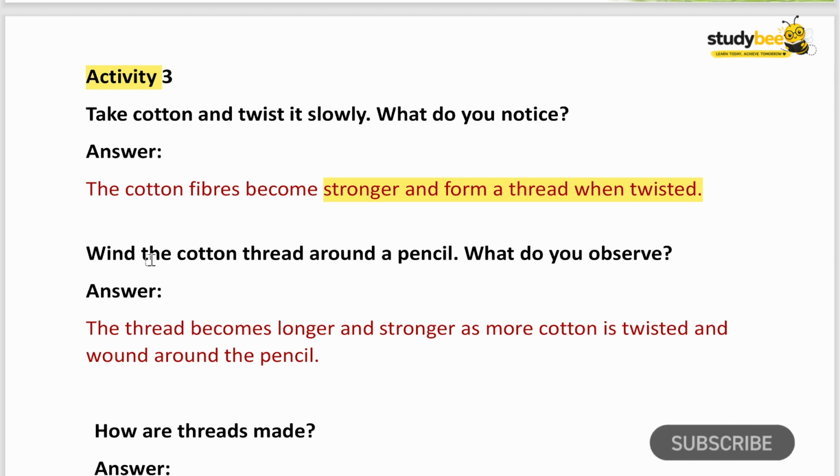Okay. Wind the cotton thread around a pencil, what do you observe? If you wrap the cotton thread around the pencil, the thread becomes longer and stronger as more cotton is twisted and wound around the pencil.